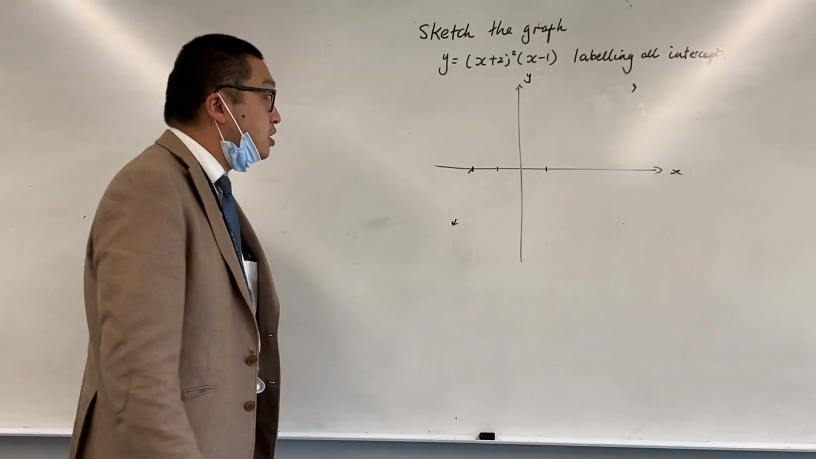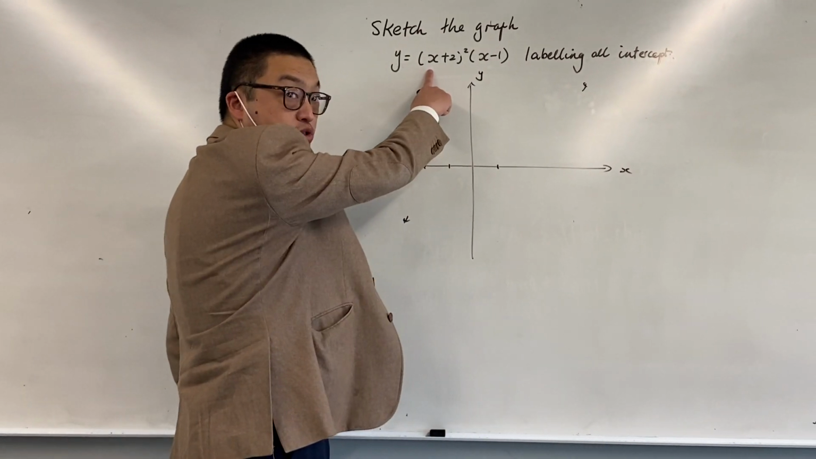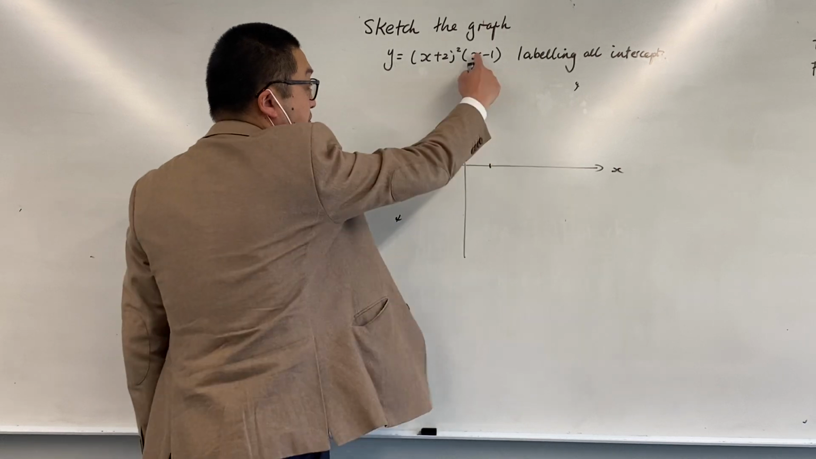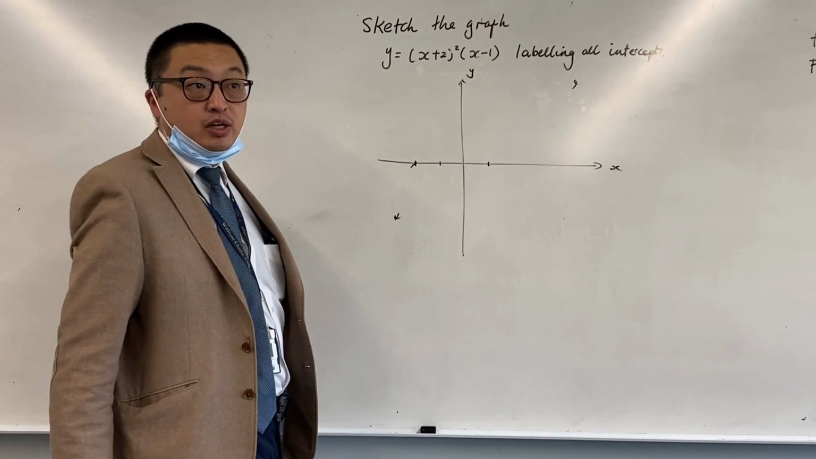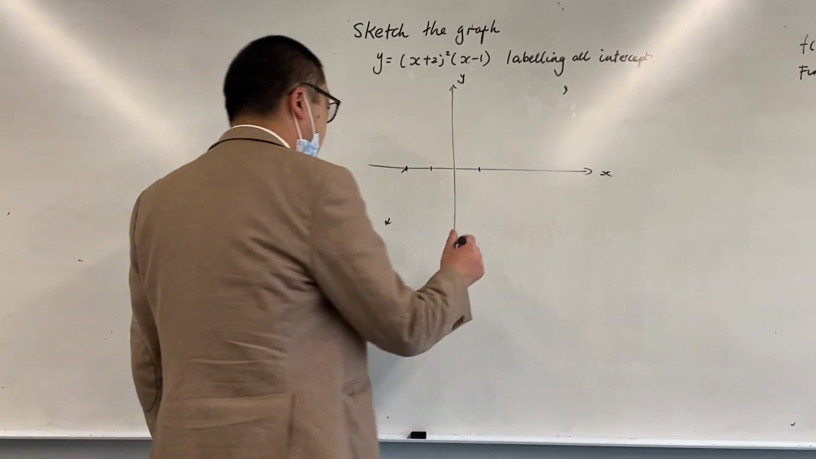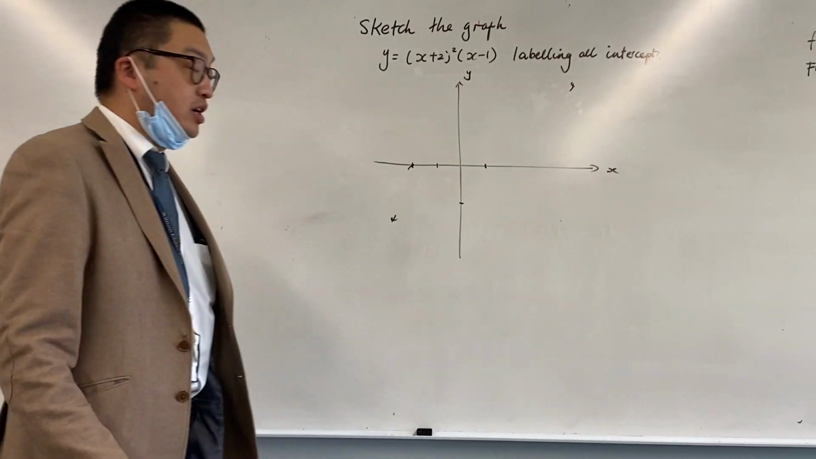The y-intercept is when x equals 0. 0 plus 2 is 2, 2 squared is 4, 0 minus 1 is -1, and 4 times -1 is -4. So somewhere there.